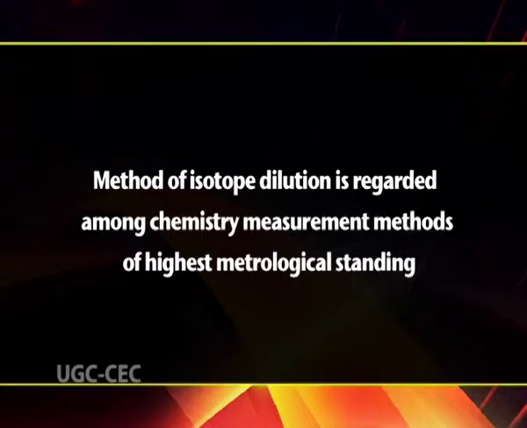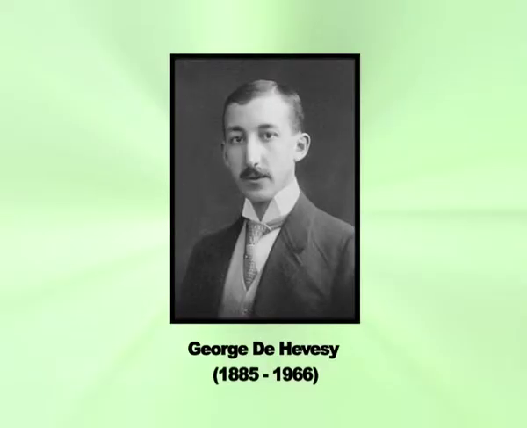Owing to both of these advantages, the method of isotope dilution is regarded among chemistry measurement methods of highest metrological standing. Analytical application of the radio tracer method is forerunner of isotope dilution. This method was developed in the early 20th century by George D. Hevesy, for which he was awarded Nobel Prize in Chemistry in 1943.